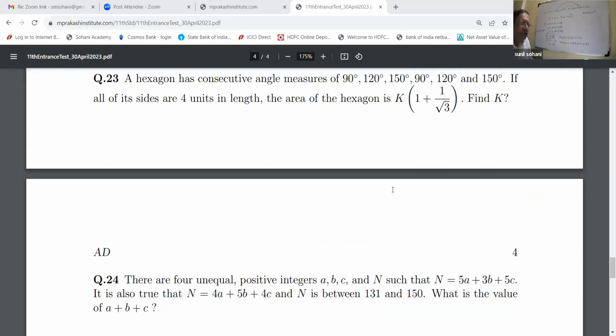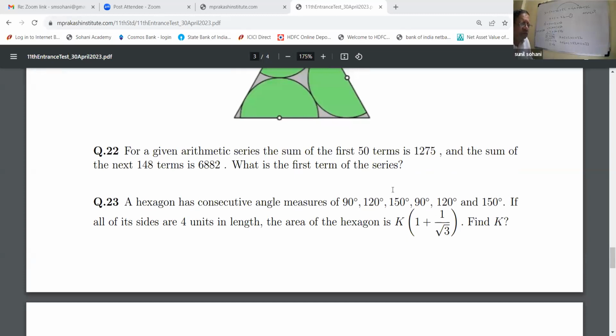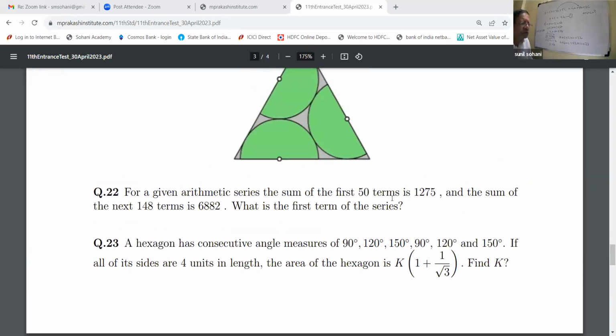Now, question 23 we will do later on because that figure is tough to draw. But question 22 is a little easy. It is based on arithmetic progression. So you can study that question. Meanwhile, I'll rub the board.